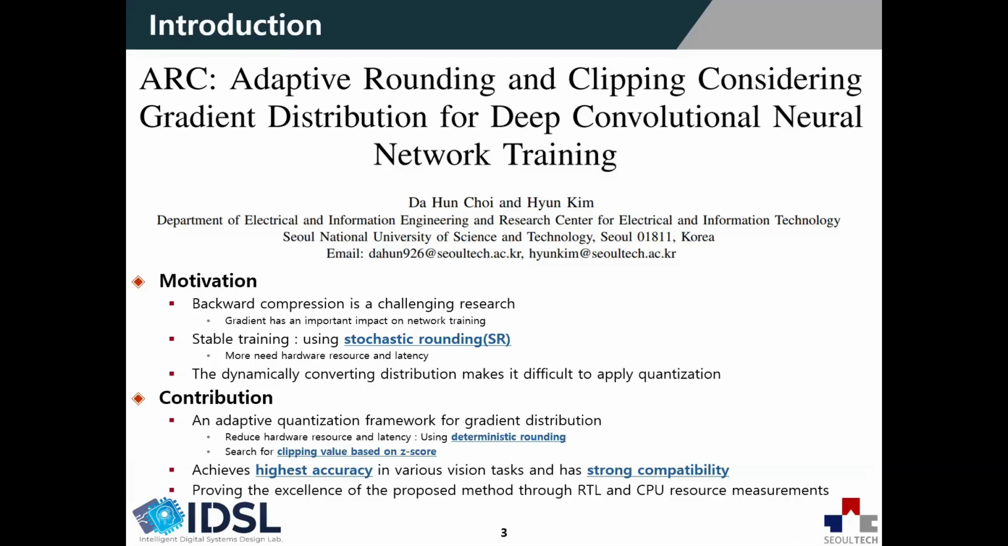To address this issue, we propose a quantization framework that considers the gradient distribution. To reduce hardware resource and latency, we employ deterministic rounding. Furthermore, to handle the changing gradient distribution during training, we explore clipping values based on Z-score. Our proposed method has achieved high accuracy in various vision tasks and ensures high flexibility. We have also demonstrated the excellence of our method through RTL and CPU resource measurement.